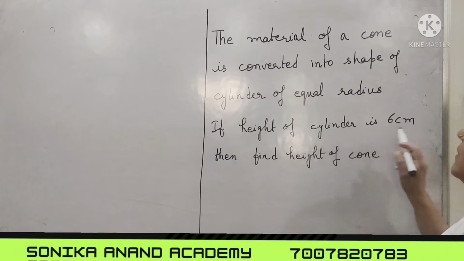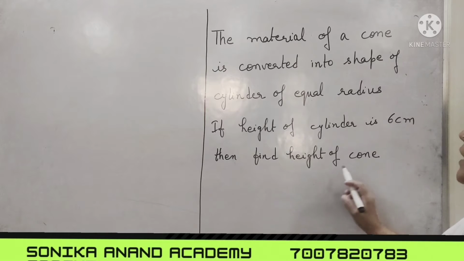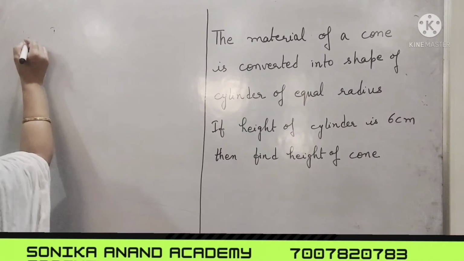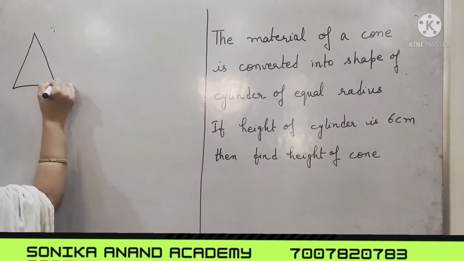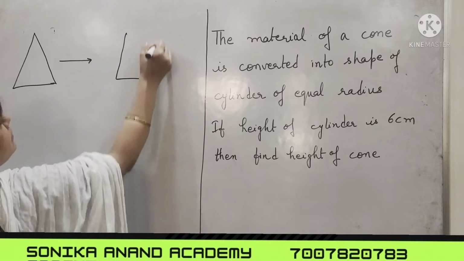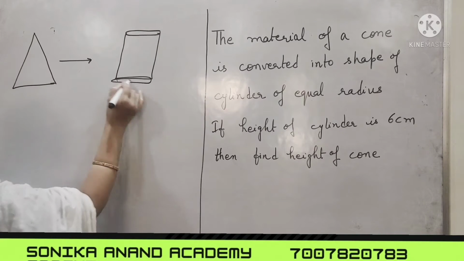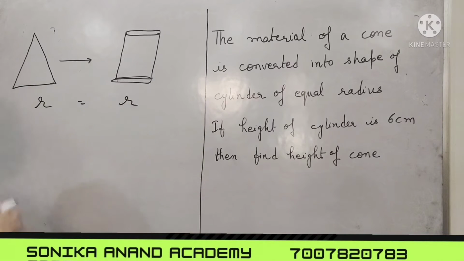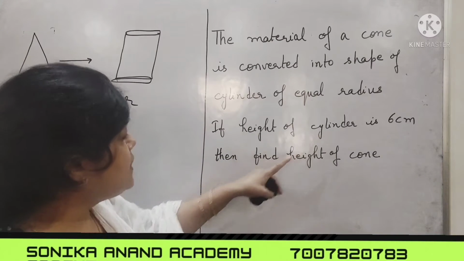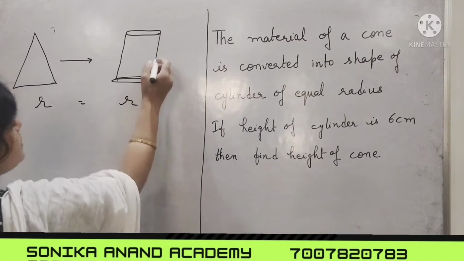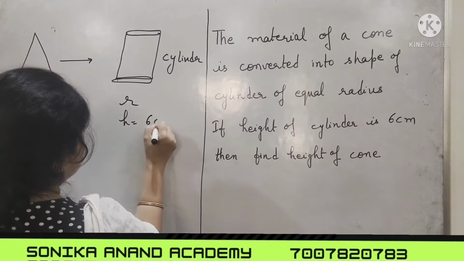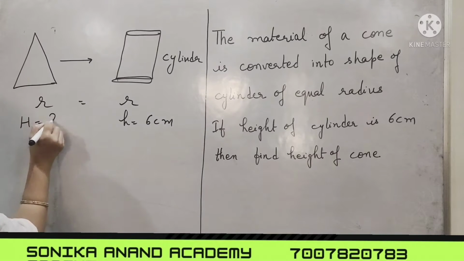If the height of the cylinder is 6 cm, it is given to us, find the height of the cone. What was the height of the cone? Now, according to the question, there is a cone and it is converted to the cylinder. It is also given to us that both have the same radius. Radius of cone and radius of cylinder both are same. Now, it is also given that the height of the cylinder is 6 centimeter. This is the cylinder. Its height is 6 centimeter. And we have to find the height of the cone.